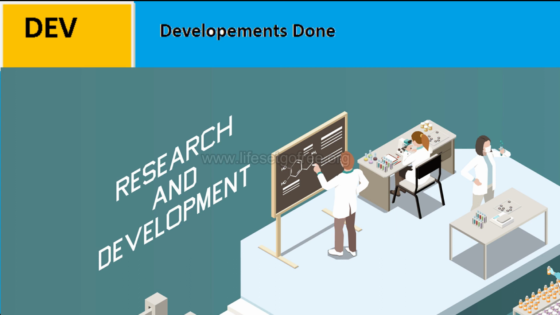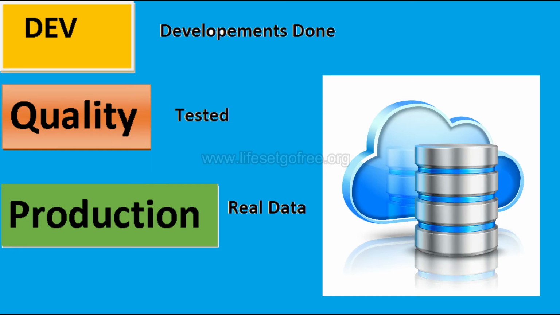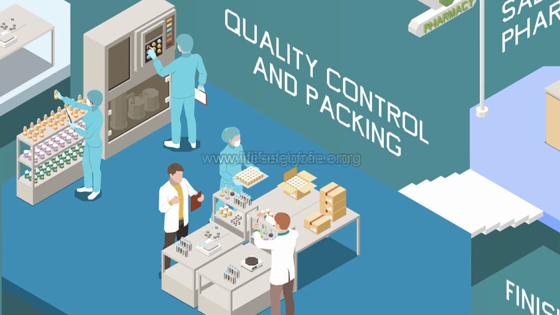development server. Once your developments are done, then you need to test if your developments are working properly or not. You cannot test directly on the production server. That means, you will see in the hotel, when the food is being prepared, first it will be tasted whether it is correct or faulty. So similarly here also, development is done, we will test it in the quality server.